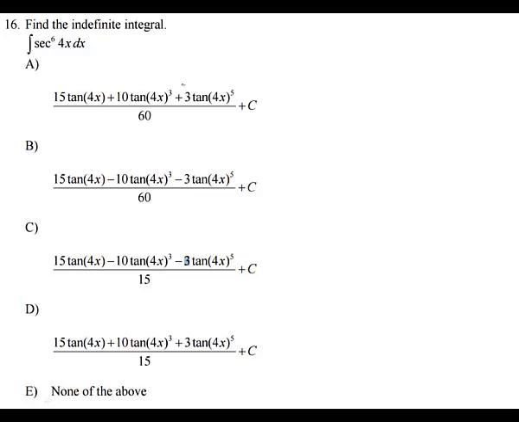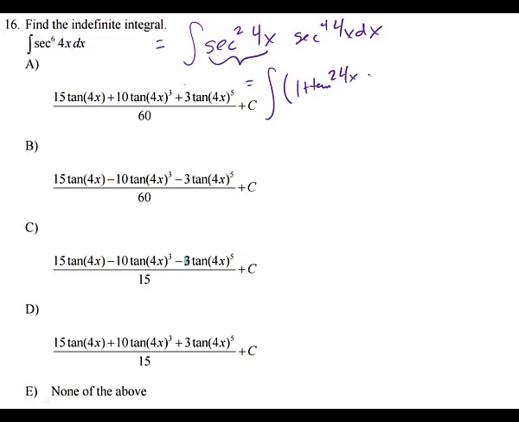All right. On this one here, we're going to break the secant up a little bit. I'm going to break this off into a secant squared and a secant to the 4th, because I know how to deal with the secant squared, right? And a secant to the 4th of 4x dx. What are we allowed to replace that one with there? 1 plus tangent squared 4x, secant to the 4th 4x dx.